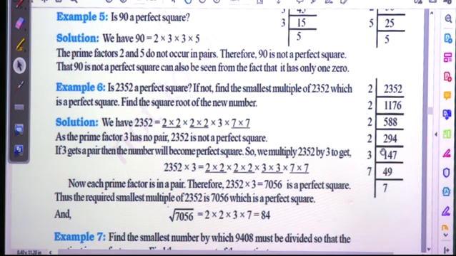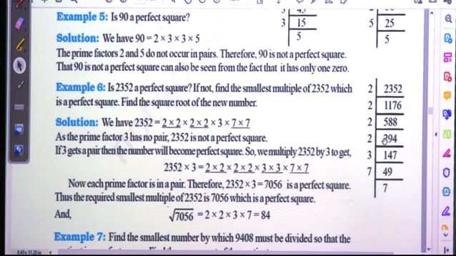7 plus 4 is 11, 11 plus 1 is 12. 12 is a multiple of 3, it comes in 3's table, hence I can divide 147 by 3. So, 3 4s are 12, remaining 2 is carried further, 3 9s are 27, 49. 7 7s are 49 and 7 1s are 7.